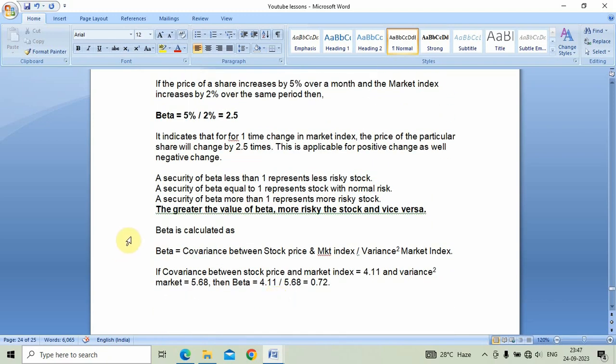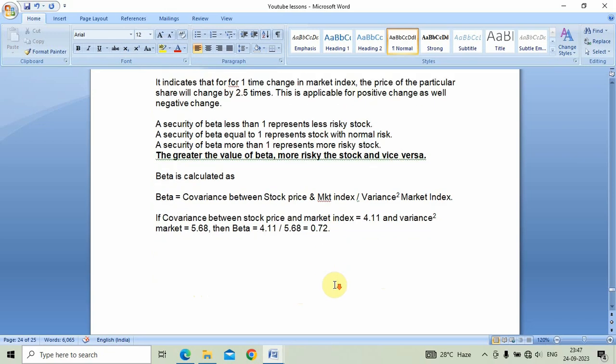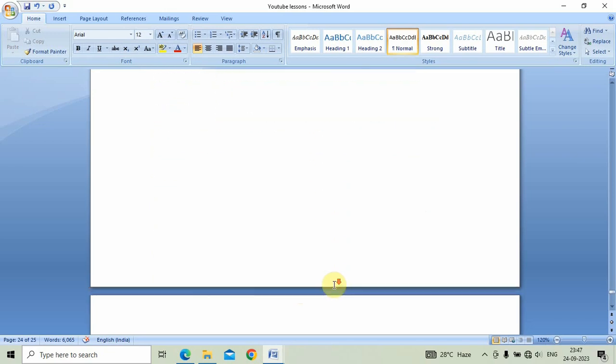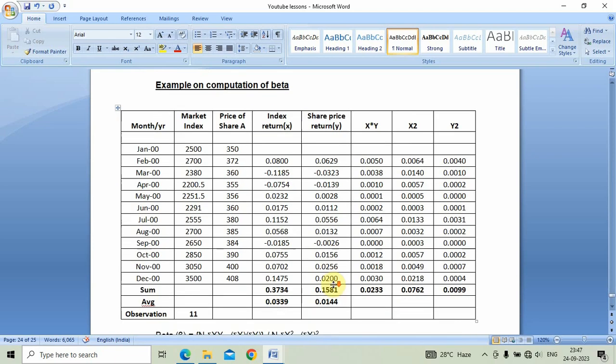How to calculate beta? Beta is calculated as covariance between stock price and market index divided by variance square of market index. If covariance between stock price and market index equals 4.11 and variance square of market equals 5.68, then beta equals 4.11 divided by 5.68 equals 0.72. Now let us take a practical example of computation of beta.